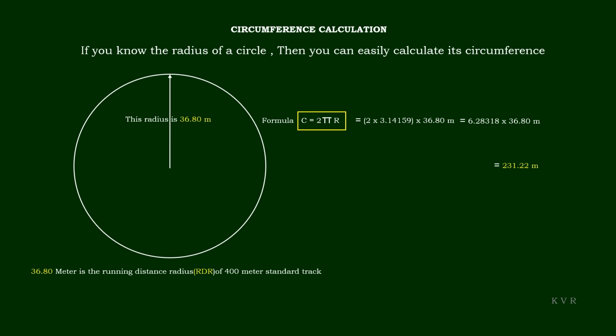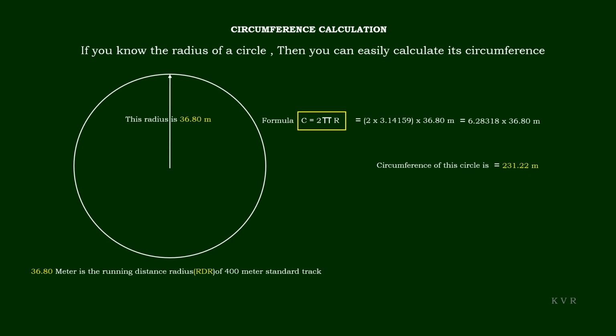Our final calculation is 231.22 meter. Circumference of this circle is 231.22 meter.